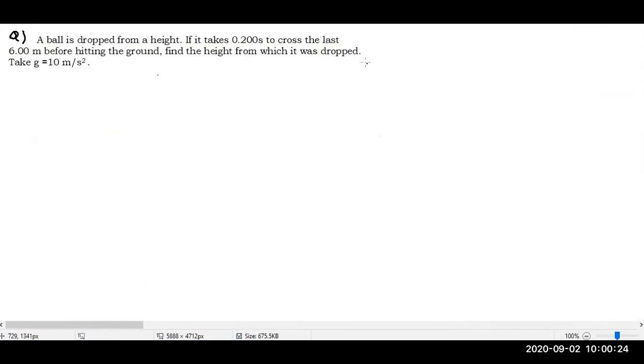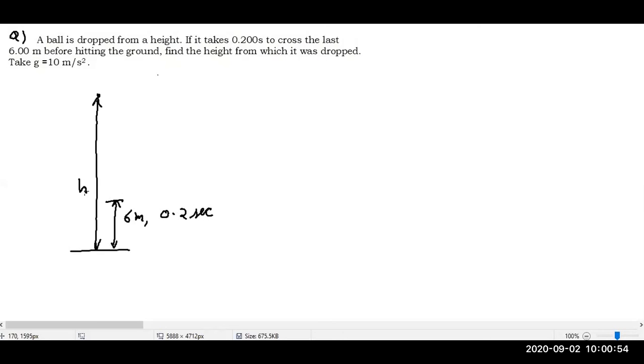A ball is dropped from a height. If it takes 0.2 second to cross the last 6 meters before hitting the ground, find the height from which it was dropped. So suppose a ball is falling from some height, and it says that to cover the last 6 meters it takes 0.2 second. Find the height from which it was dropped.